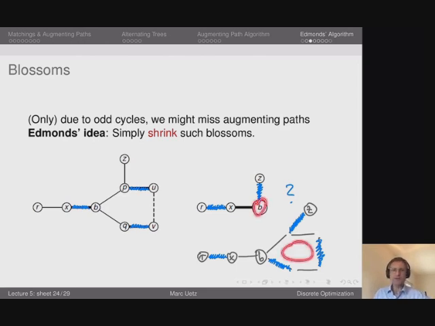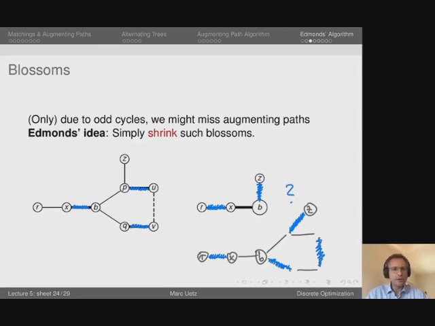So when blowing up this blossom B into its original structure, this larger blossom, this odd length cycle, we are not taking the same matching edges as we had before, but we are guaranteed by the odd length of the cycle that we can at least choose the right number of matching edges as we had before. So we had two before here, we have two inside this odd length cycle there, and the same is true for all odd length cycles.